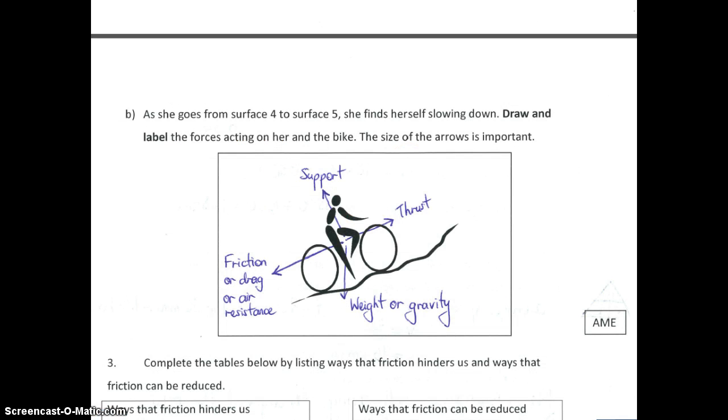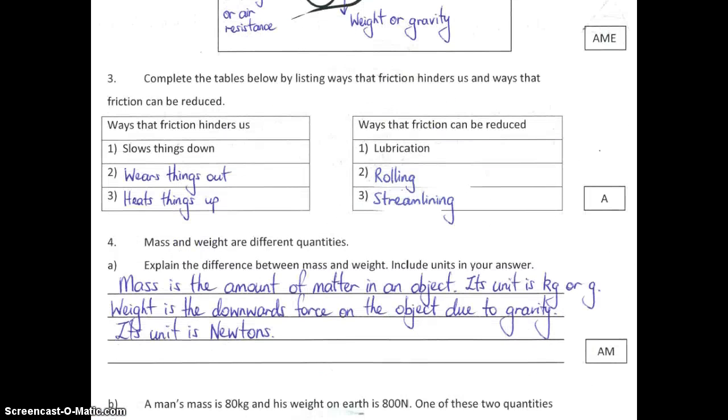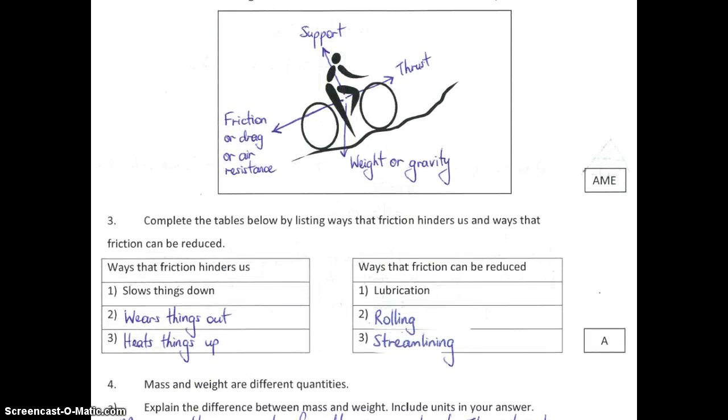Right, on to the next question, which was complete the table below by listing ways that friction hinders us and ways that friction can be reduced. Now some people, I think, misunderstood the question. They wrote down ways that friction helps us. Hinders us means ways that it's an obstacle or that it causes problems. So an example was given that it slows things down. Other examples included friction wears things out and also causes unnecessary heat.